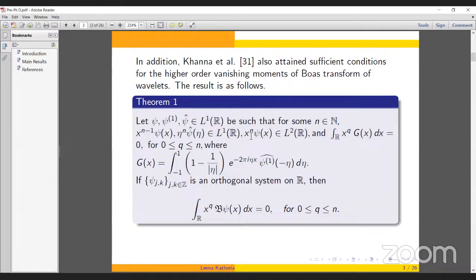Further, x to the power n times xi of x should be square integrable, and the integral of x to the power q times capital G of x dx is equal to 0 for some q lying between 0 and n, where G of x is the integral from -1 to 1 of this whole function provided here. So if psi j k is an orthonormal system on R, then the integral of x to the power q times the Bose transform of psi of x dx is equal to 0 for some q lying between 0 and n.